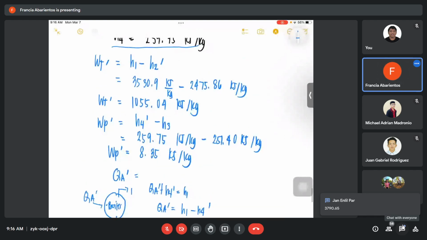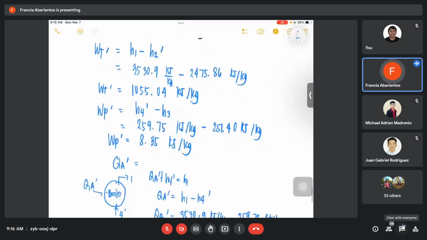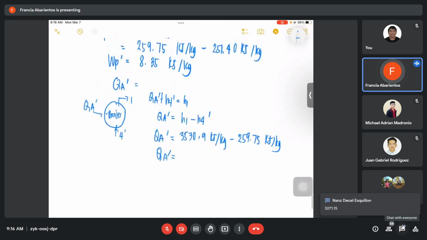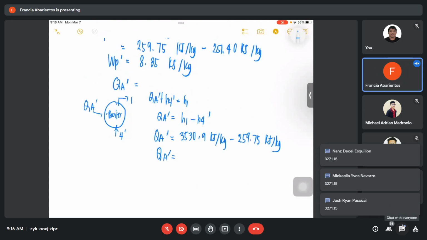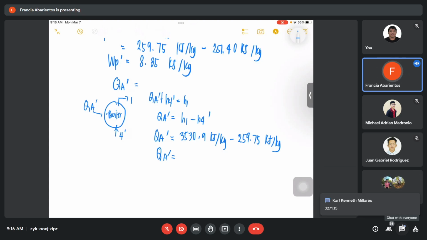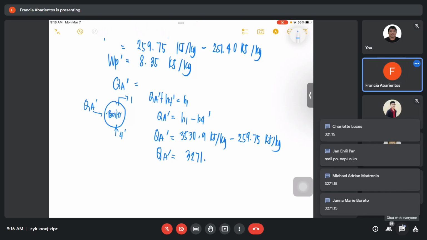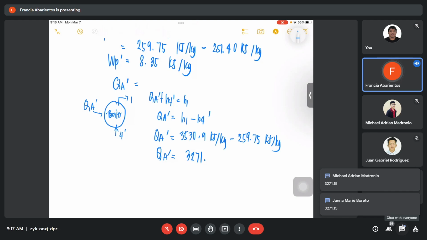35, 30. 35, 30 baga class? Ano yun class? May mali ba? Oh, wait. Okay. 37 ba? Bakit 37? Ano yun class? May makita akong iba. Okay. We have now 71.15 kilojoule per kilogram. Okay.